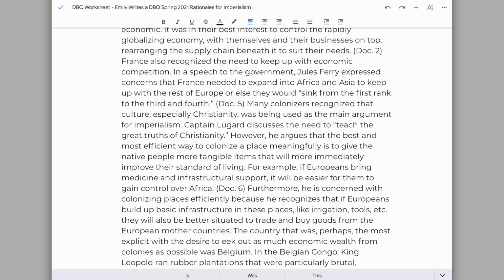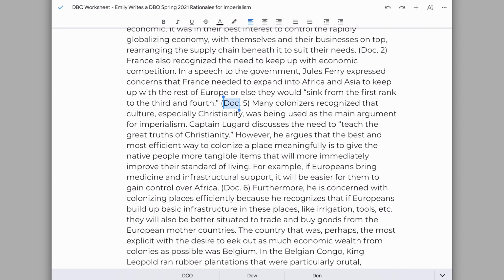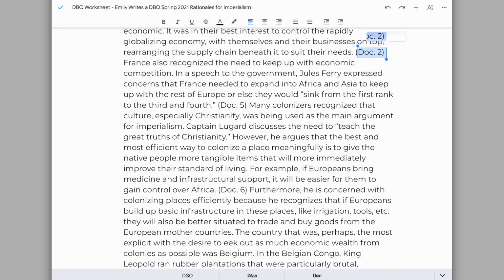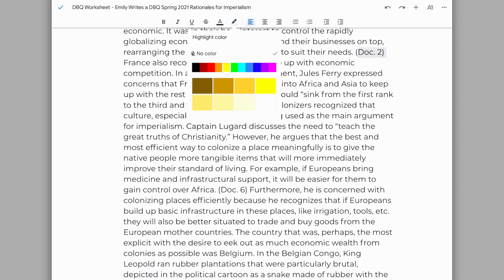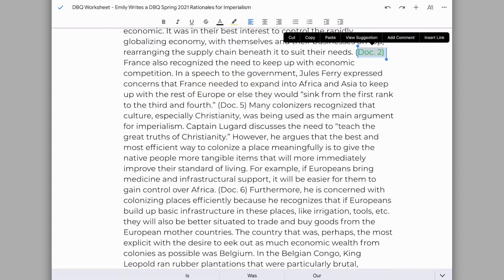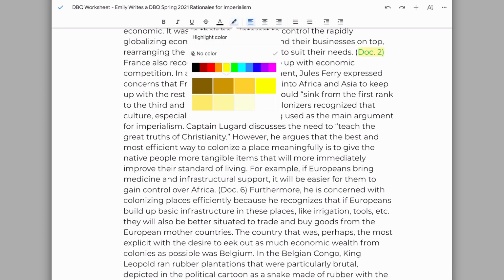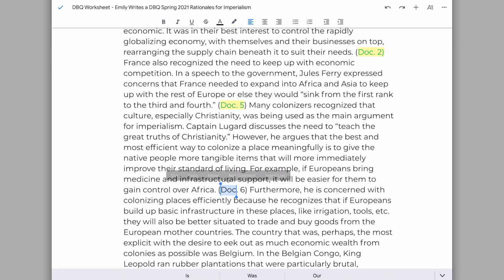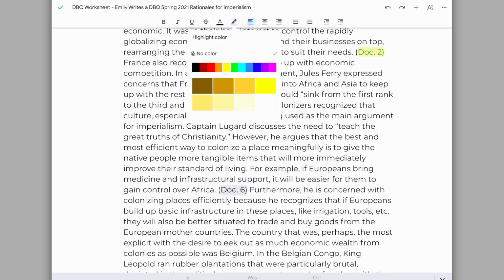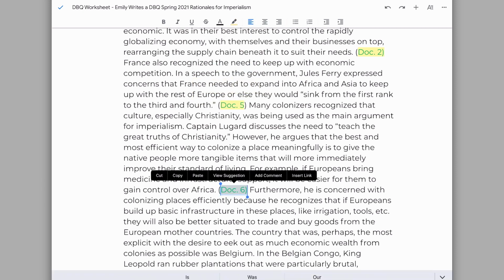Let's see, Captain Lugard, the need, blah, blah, blah. He argues the best, most, blah, blah, blah. For example, if Europeans, infrastructure will be easier for them to gain control, document 6. So far I see document 2, document 5. In fact, let me highlight these so I can kind of keep track. So I'll put these in yellow. That's document 2, document 5, and now document 6. So she's already earned the point for using 3 documents, which is excellent.